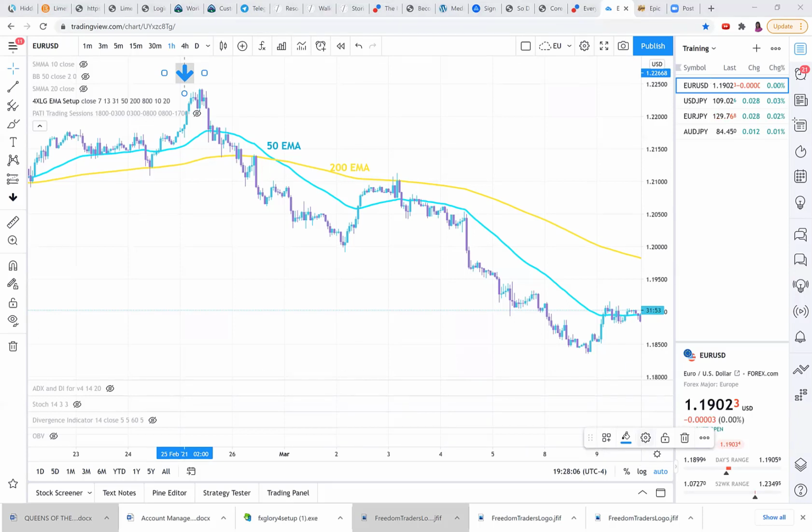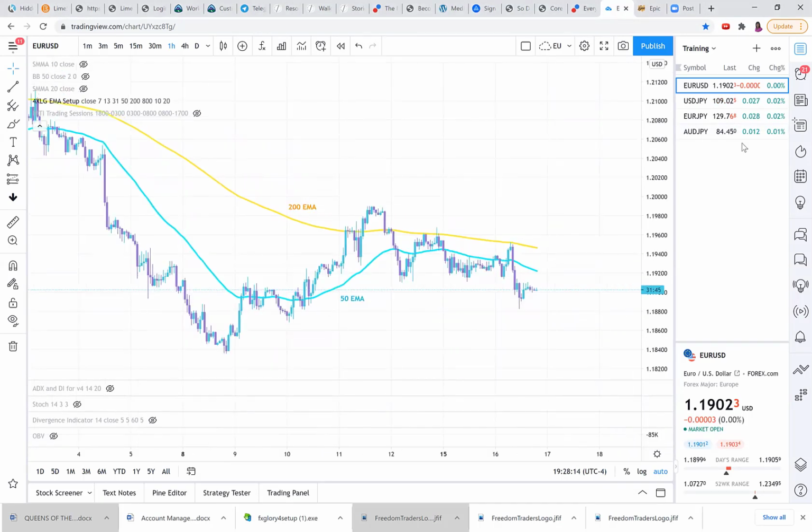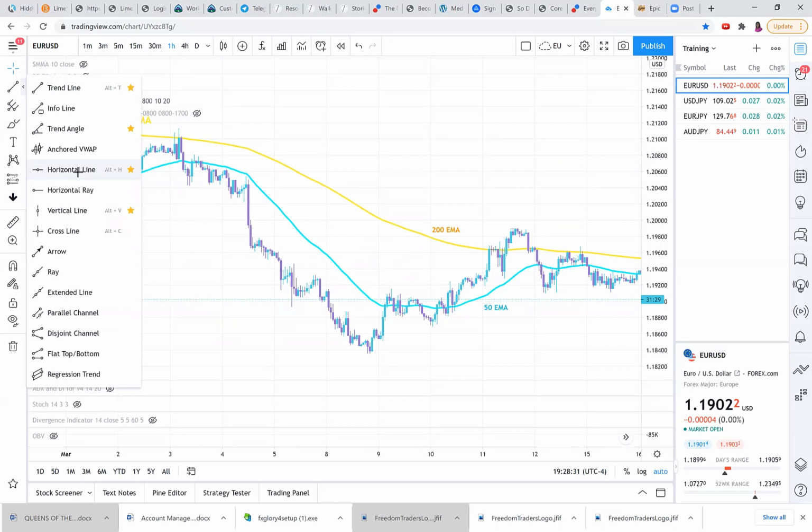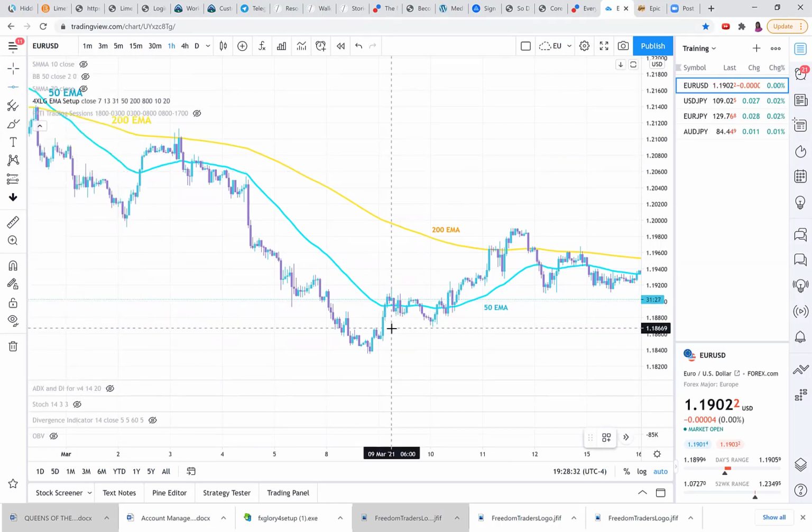All right, so let's go back to EU. And so we want to put in some support and resistance zones. And it's up to you if you want to put your EMAs on first, and sort of analyze your pair like this. And then as we get closer to looking at a trade, then we can add in our support and resistance.